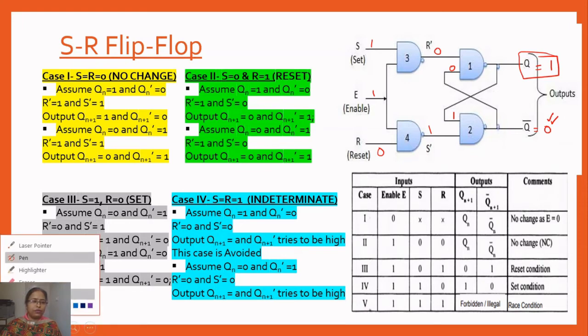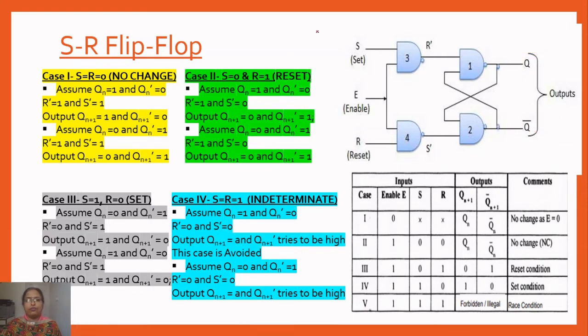Now coming on to the fourth case. What is the fourth case? That S is 1, R is 1. Now I am assuming that my previous output is 1, 0, right? And my enable is high.